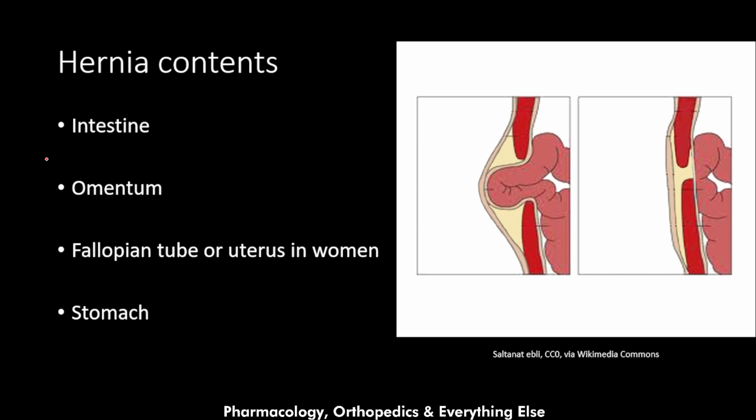The other question you might ask is, what could be inside this bulge? The most common contents of the hernia are the intestine and the omentum. The omentum is a fatty tissue that covers the stomach and the intestine, and it could come to the bulge with the intestine together. There could be also any different organ like the fallopian tube or uterus in women, or the stomach, and so on.